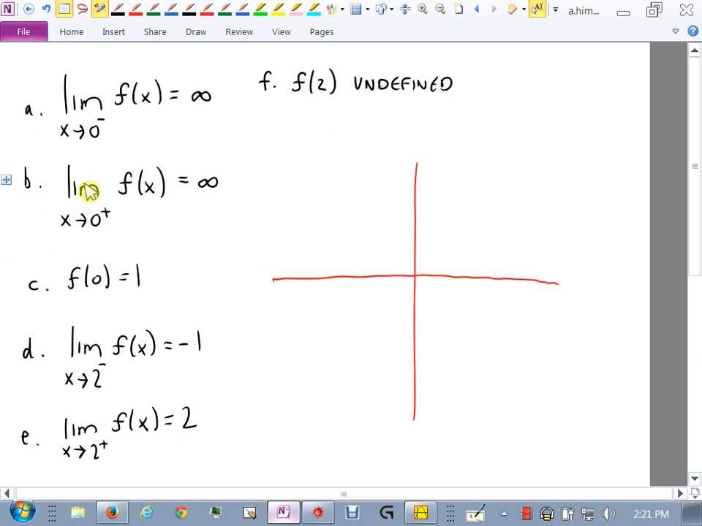So what does it mean that as I approach 0 from the left, I have to be infinite? As I'm moving towards 0 from the left, my graph is going to head towards positive infinity, which means I have like a vertical asymptote there. So I know that it has to do something like this. Does that make sense? And then as I move towards 0 from the right, it has to do the same thing, right? So it looks something like this.